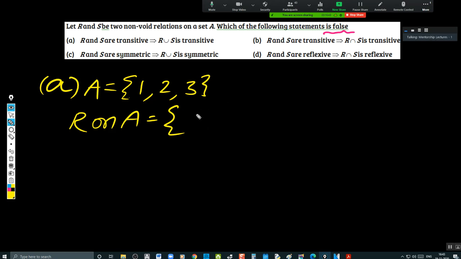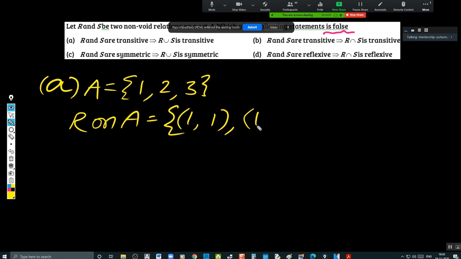So if it is transitive, what happens? I'll take (1,1) for example, and (1,2). That's all. Simple one, let us take. (1,1), (1,2): this 1 is common here. If you eliminate 1 in between, then you'll get (1,2). (1,2) is already there. So it is transitive only.